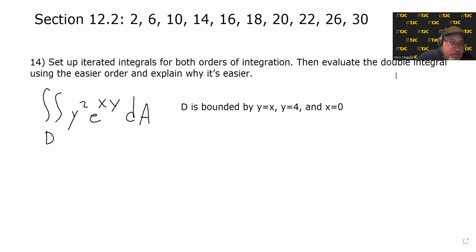Let's sketch the region. And sometimes sketching the region can give you some insight on things, not always.